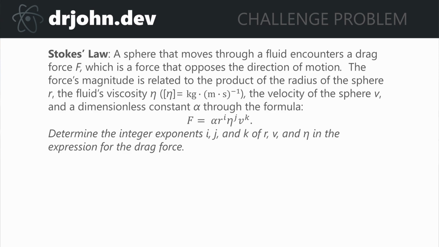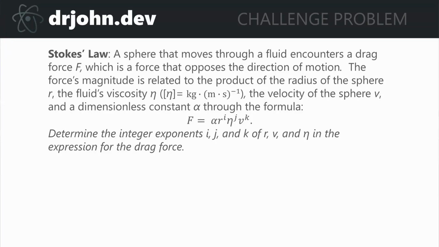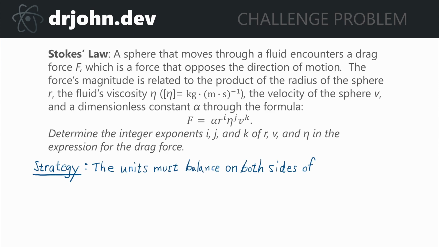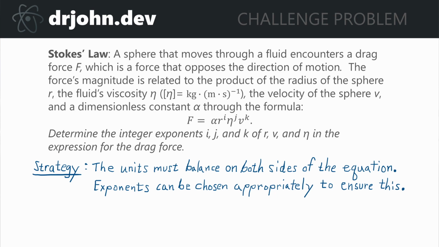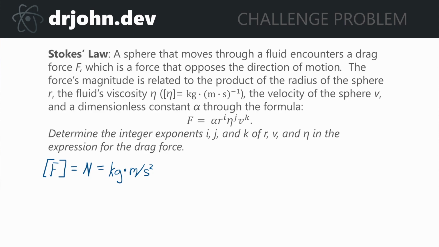Okay, lots to unpack here, and it seems especially daunting, asking to find 3 unknowns with only 1 equation. So let's form a general strategy before we start tackling this problem. So first, in the equation for the force's magnitude, the units must balance on both sides of the equation. And number 2, the exponents of each factor can be chosen appropriately to ensure this unit balance. So starting with the left-hand side of the equation, we have the force term, which can be decomposed into the base units of kilogram meters per second squared. And this must be equal to the units on the right-hand side.